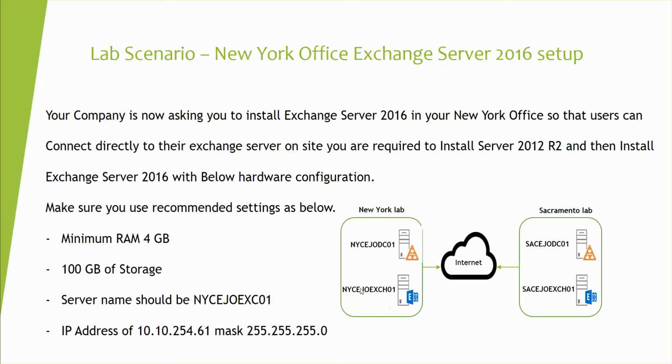and now we have to set up the NYC EJO Exchange 01. And as you can see, this New York is connected through the internet to the Sacramento lab, where we got a domain controller and we got an Exchange server. So most of the time the internet connections are so slow, or one side to another side, they're far away. So what you can do is set up an Exchange server on each side, so that whenever the clients want to connect to the Exchange server, they can directly connect to the Exchange server that is on that site, physically existing in there.